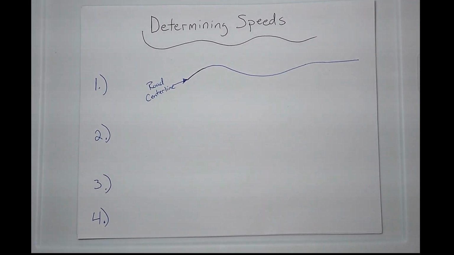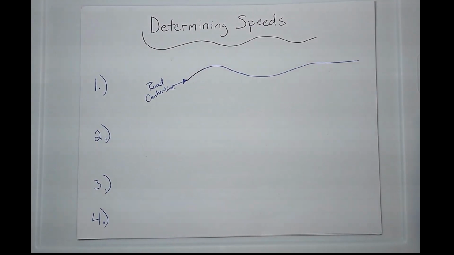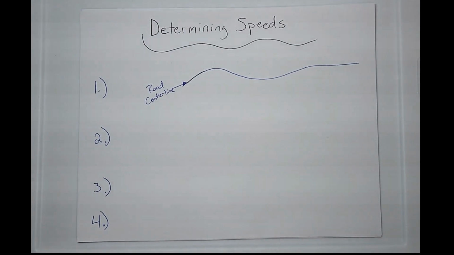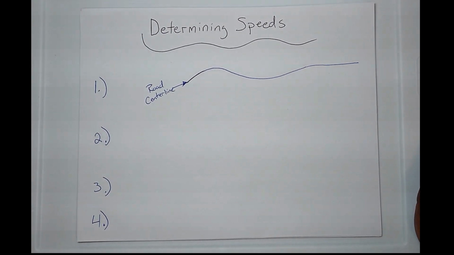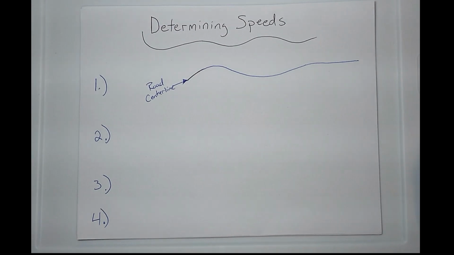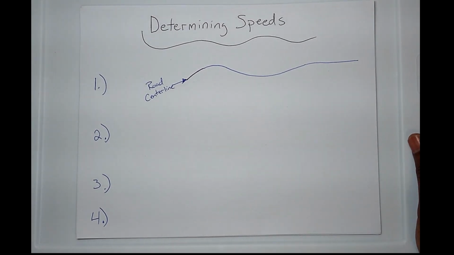Now remember, the posted speed is usually anywhere from 5 to 10 miles per hour below the actual design speed. But regardless, the posted speed is the rule of the land, and so we have to follow that rule regardless of what the design speed is.